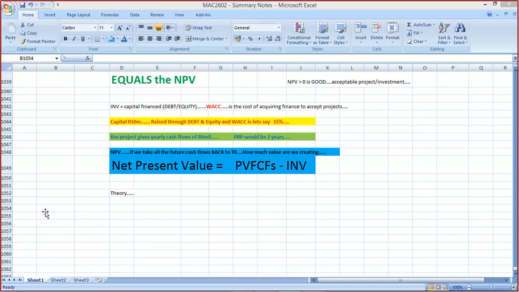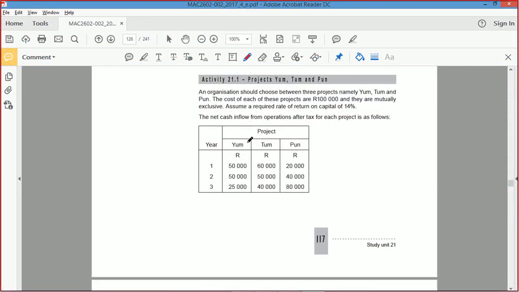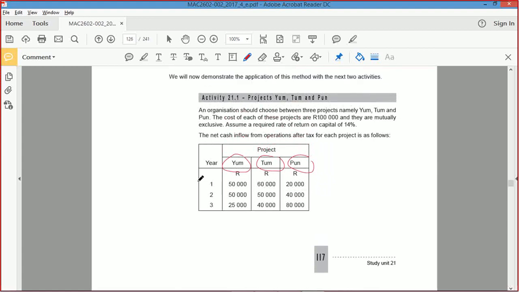Right, so let's look at an example here. You've got 3 projects, Y, T, and P. You've only got 3 years. That's easy to calculate. How much is this project going to cost? 100,000. Correct. So Y0 is minus 100. Do you agree?